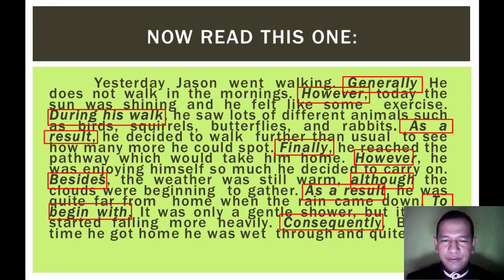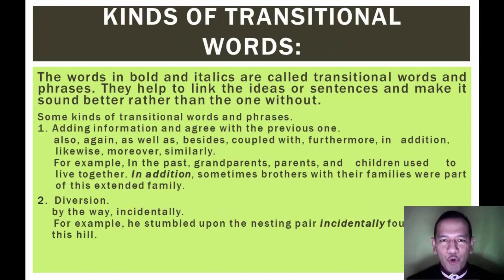And next, I will tell you the kinds of transitional words. There are 12 kinds of transitional words. Number one, adding information and agreement: for example, also, again, as well as, besides, coupled with, furthermore, and so on. For example, in the past, grandparents, parents, and children used to live together. In addition, the word addition expresses adding information and agreement.